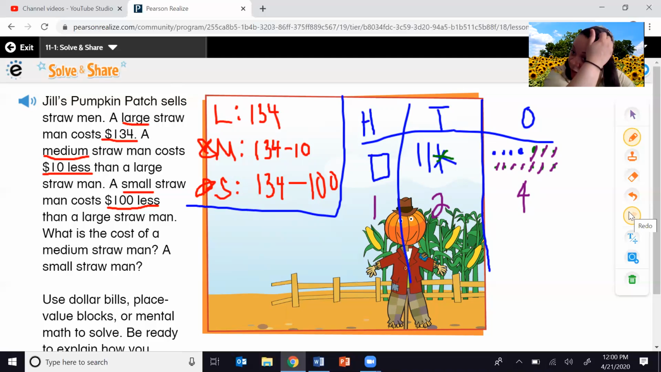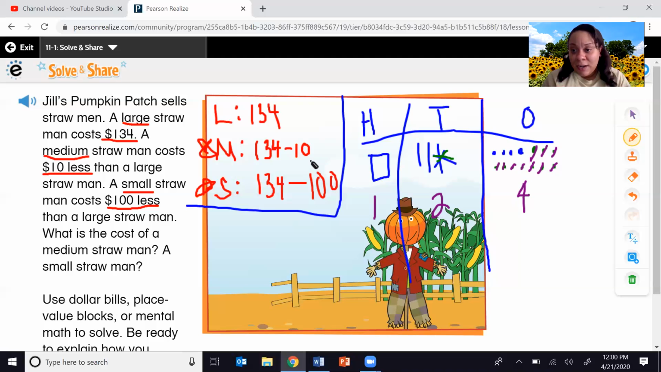Now, some of you guys might have noticed something very special. The reason they had you do this solve and share is because the lesson is really about subtracting the number 10 and subtracting the number 100. Did I really have to cross out a 10 and trade it for 10 ones? Did I really have to do that? No, because we were subtracting 10.